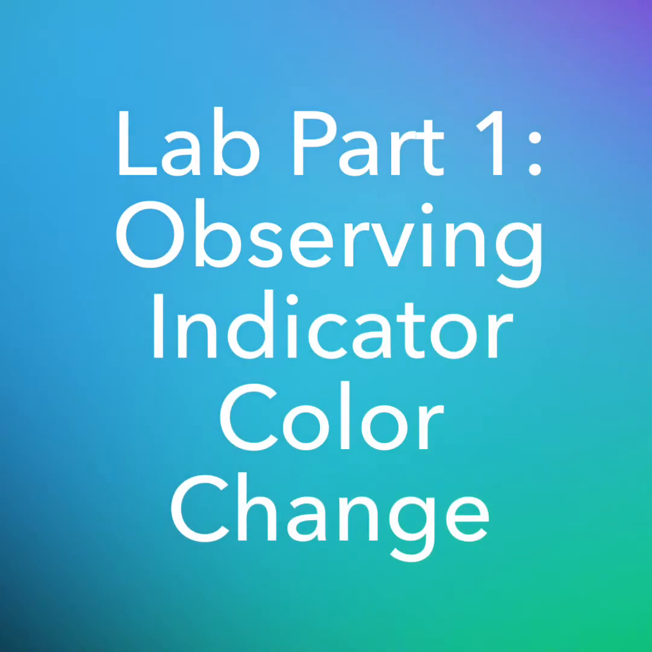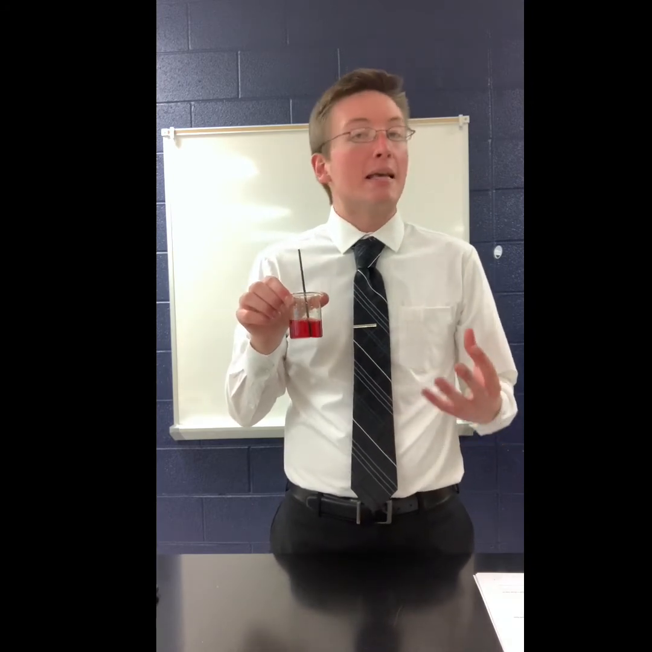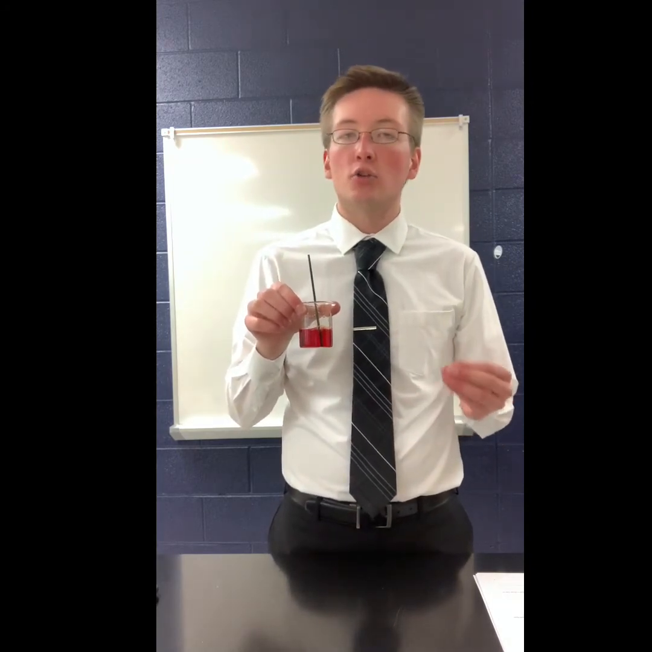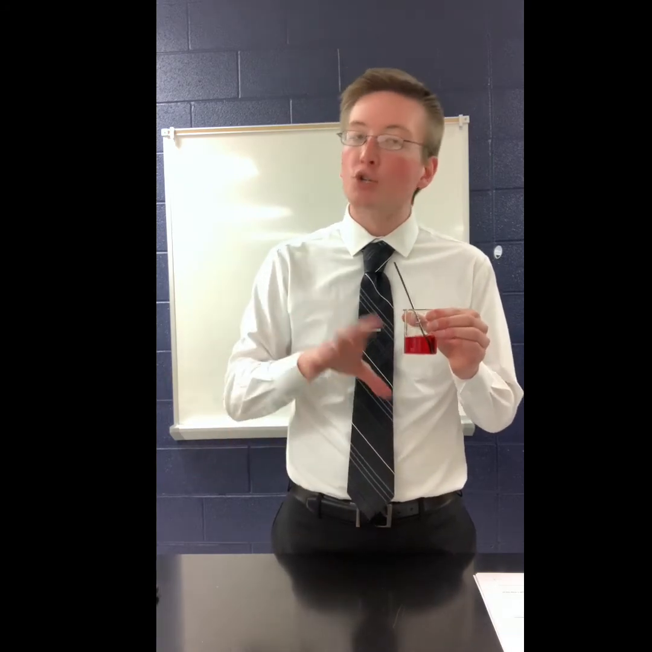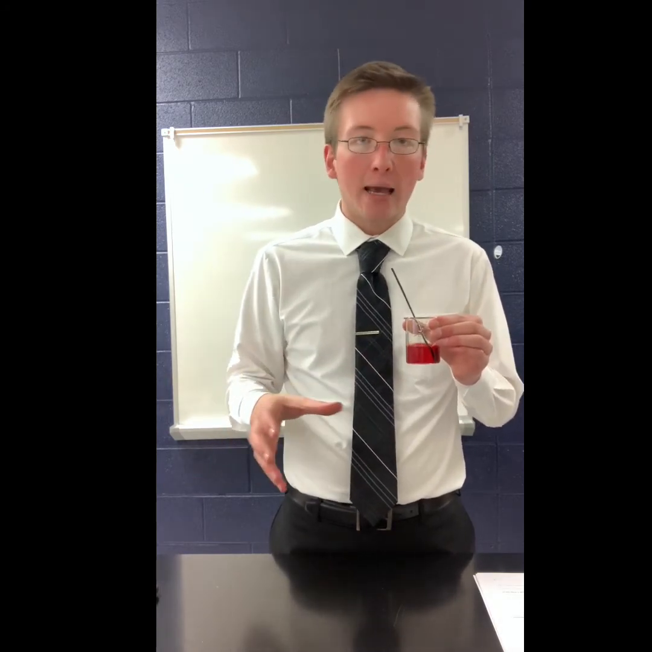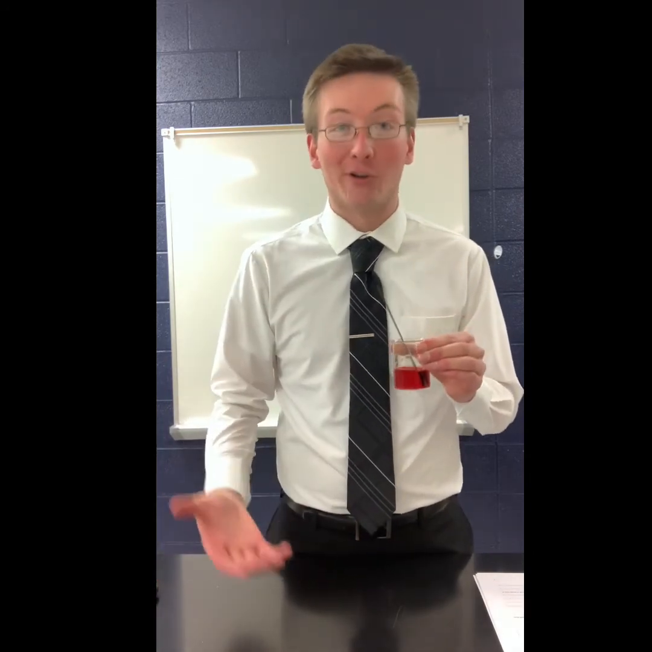Lab Part 1. Observing indicator color change. In this beaker, I have a mixture of water and phenol red. Now, phenol red is an indicator, meaning it indicates certain levels of pH. This phenol red is red at a pH of 8.4 or higher and turns to an orange or yellow color at a pH of approximately 6.8 or lower.